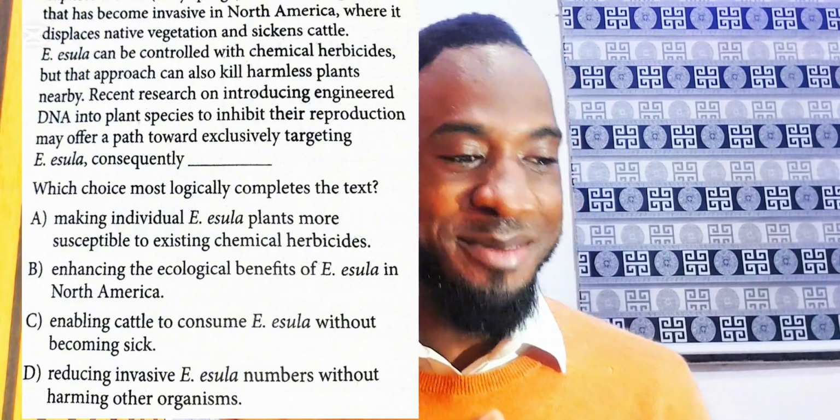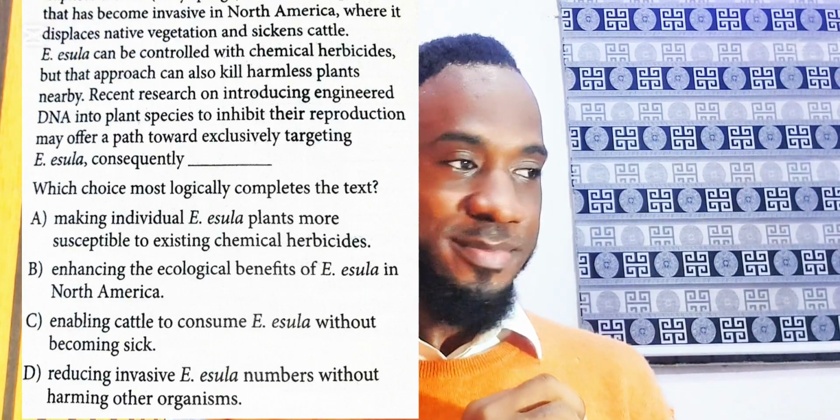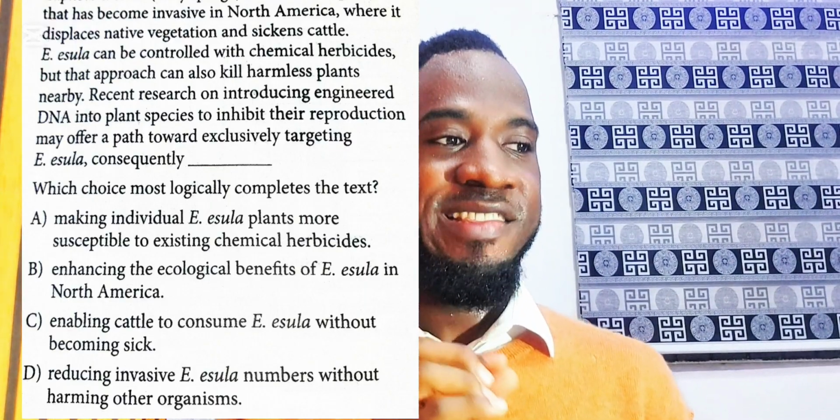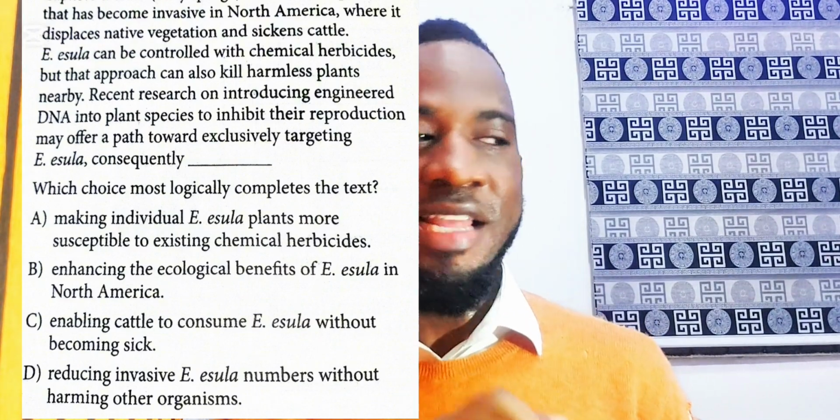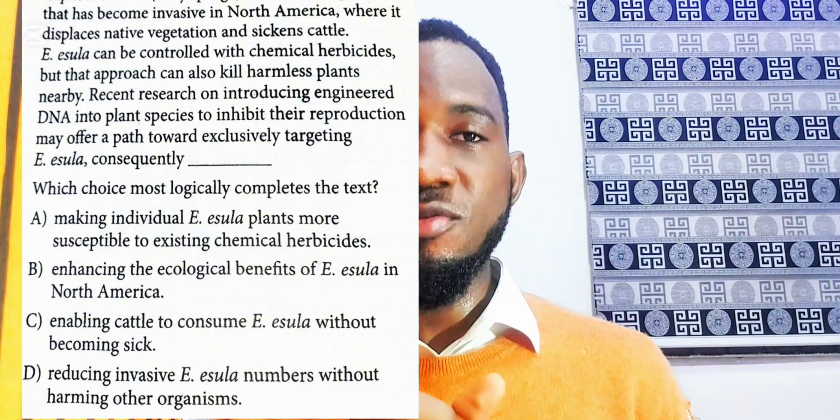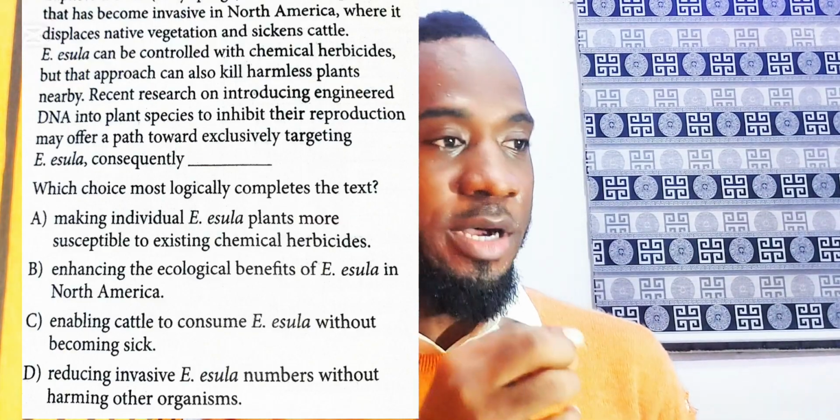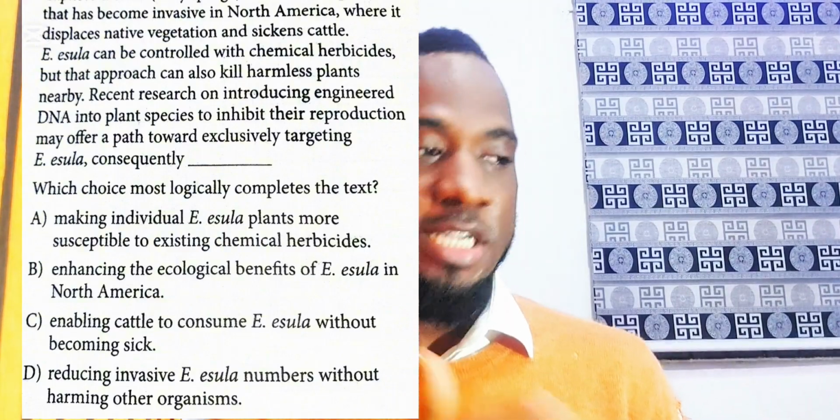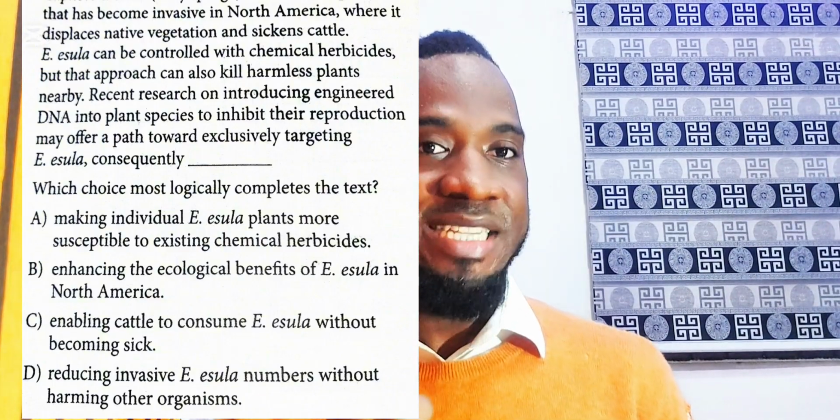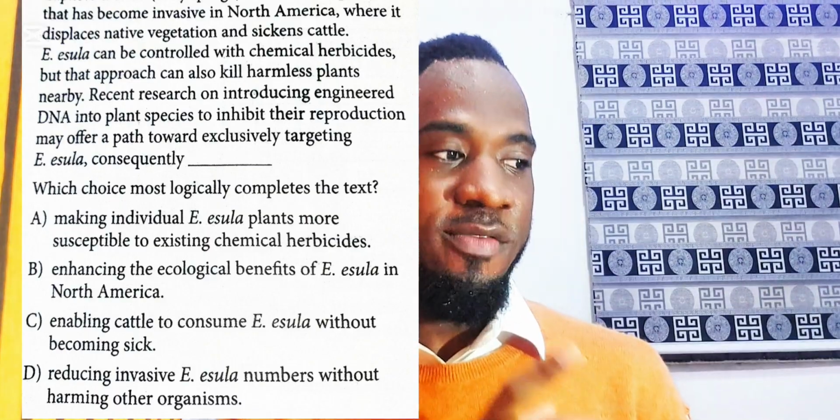Option C, enabling cattle to consume ustula without becoming sick. The main point of that is targeting ustula, right? Not about cattle consuming it. And of course, that idea of the cattle is too limited. I think there is another element that these ustula affect apart from cattle, vegetation as well. So this is too limited an answer. It does not in any way resemble the prediction I made or is a true reflection of the text.